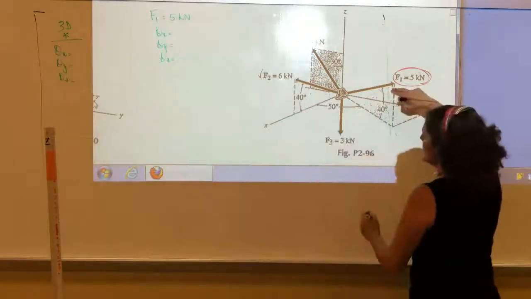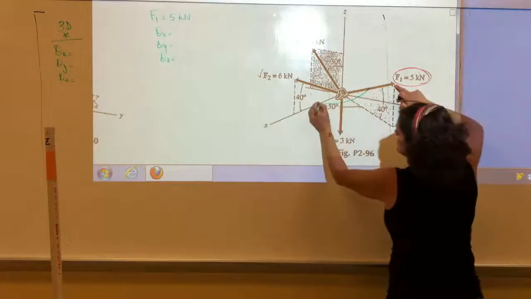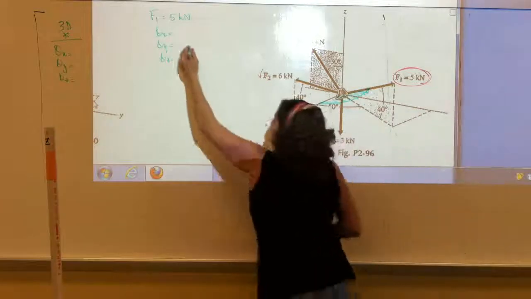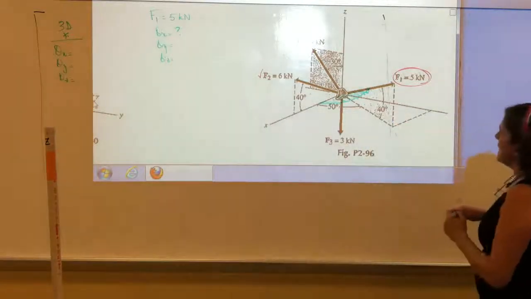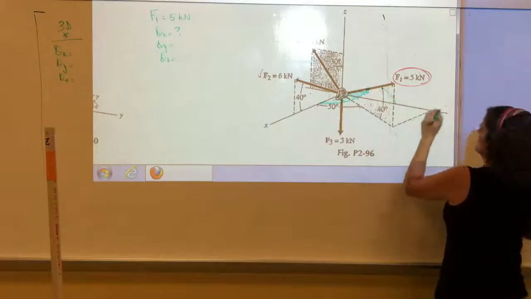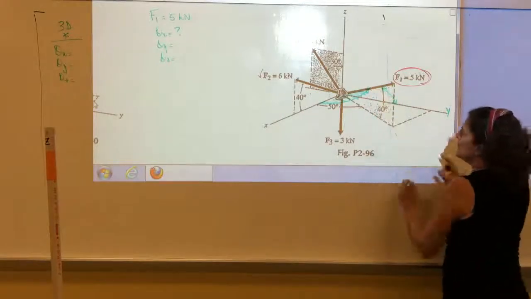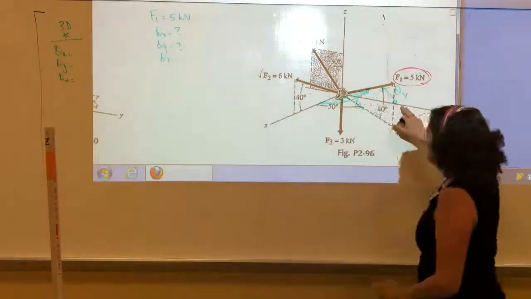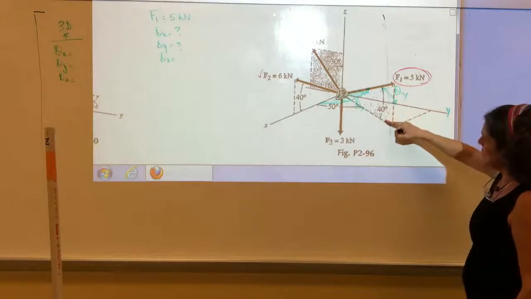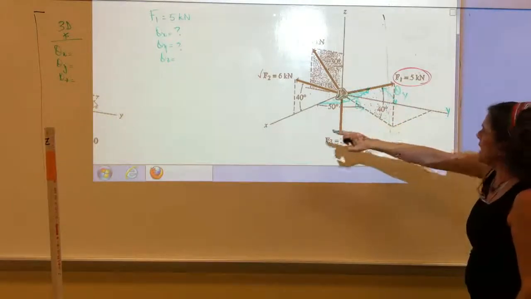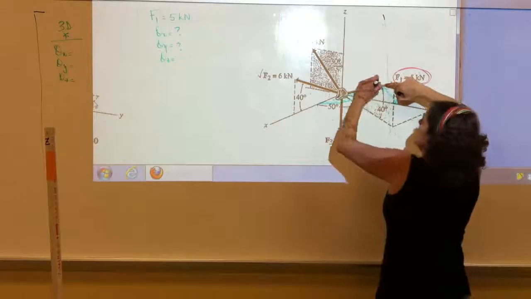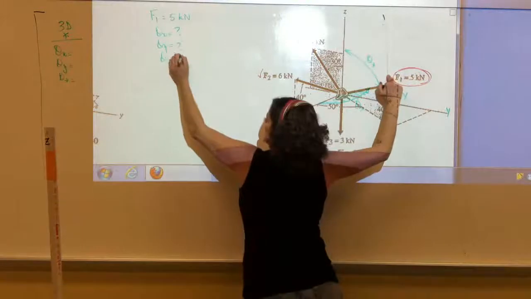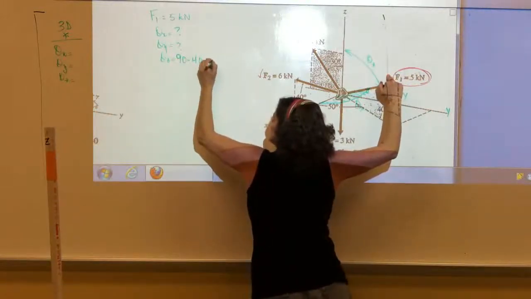So where is theta x? This is the force. Theta x would be this angle right here, and they don't give it to us. We don't know. Theta y would be this angle right here. This is y, this would be my theta y. Theta x and theta y, they don't give them to us. But they do give us an angle of 40 degrees going down to the xy plane. So therefore, this angle right here is my theta z, and that's the only one that's given. It's 90 minus 40, equal to 50 degrees.